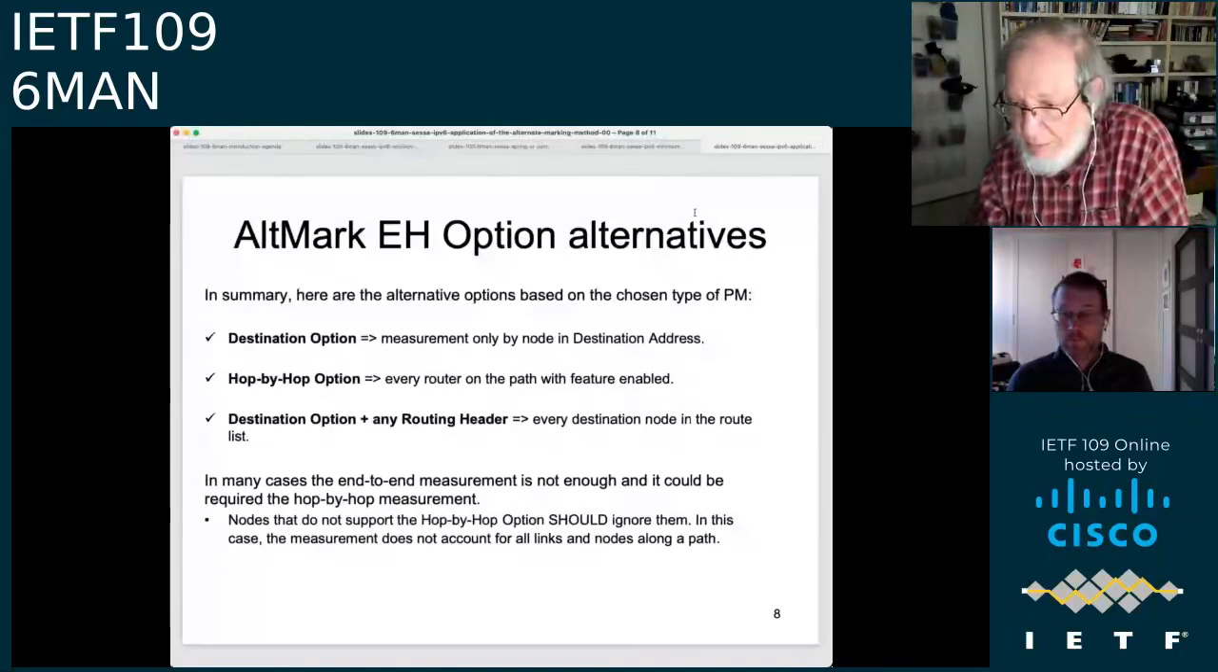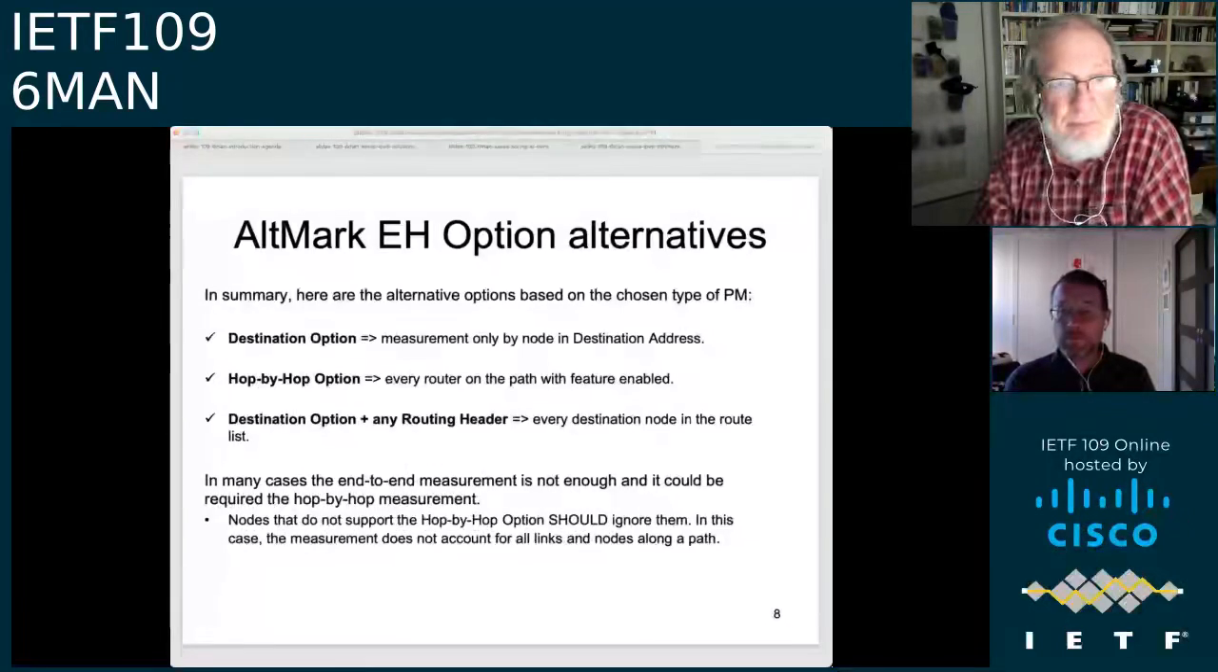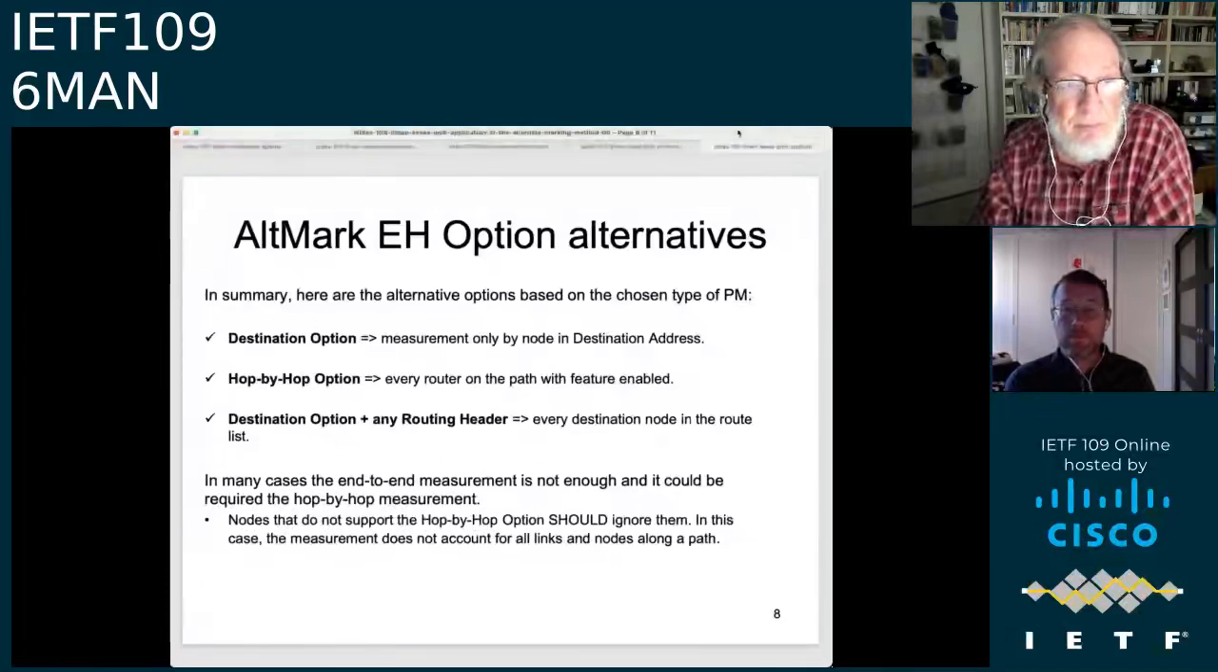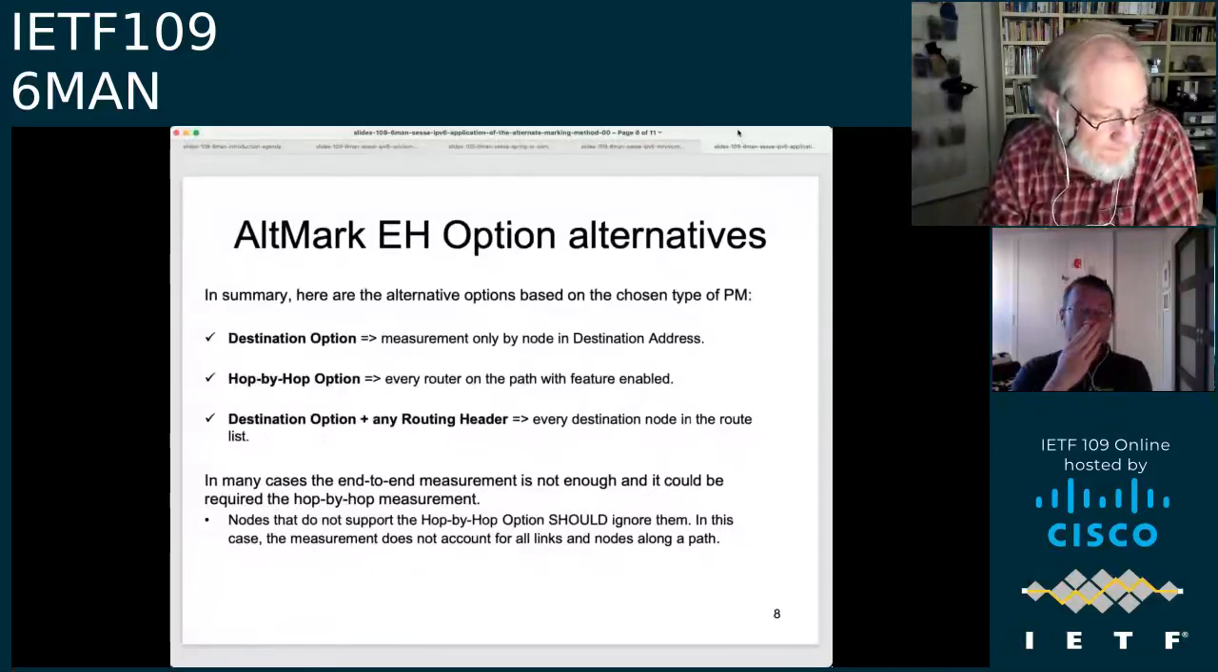Okay, thanks, Bob. Regarding the alternatives, you can see all the alternatives that are on the table. You can use the destination option to measure only the node in the destination address, the hop-by-hop option for every router on the path, or you can combine the destination option plus any routing header, for example, SRH. In this case, you are monitoring every destination node in the route list.